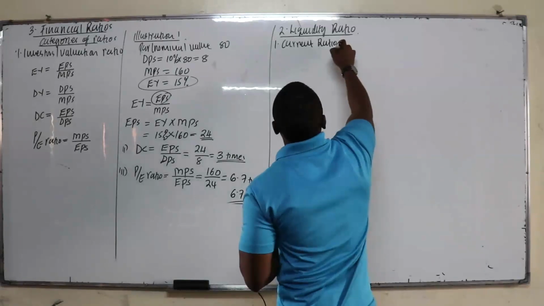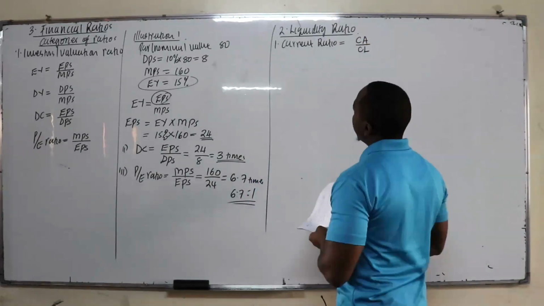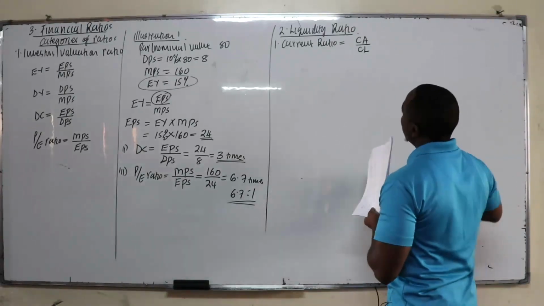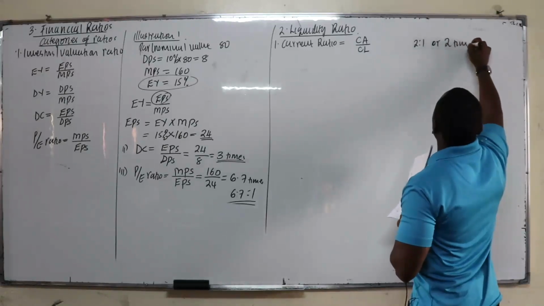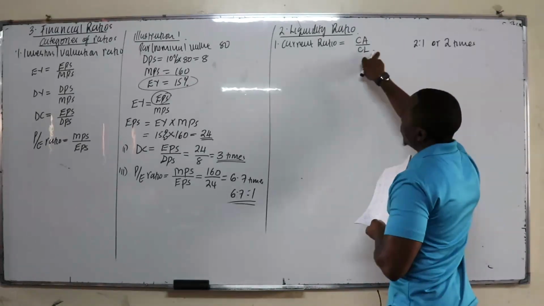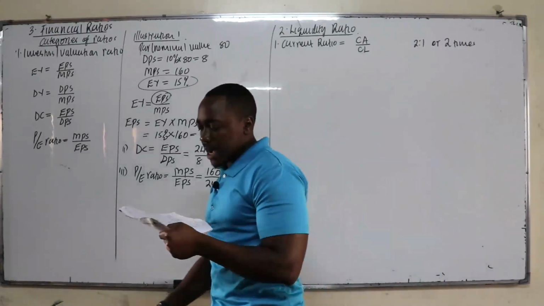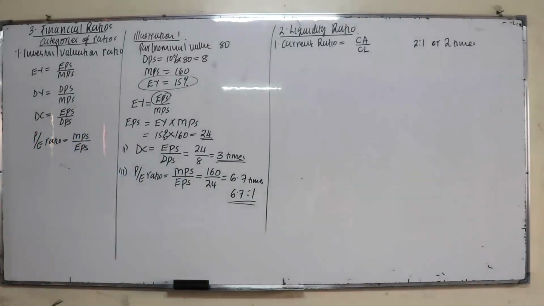How do we get the current ratio? Current assets over current liabilities. For the current ratio, the recommended ratio should be 2:1 or 2 times. That means the current assets should be twice the value of the current liabilities. This indicates the number of times the current liabilities can be paid out of the current assets. And the recommended ratio is 2:1 or 2 times. Then we have the formula.